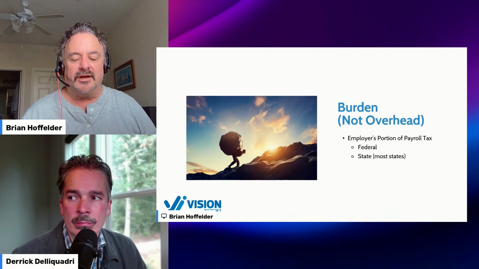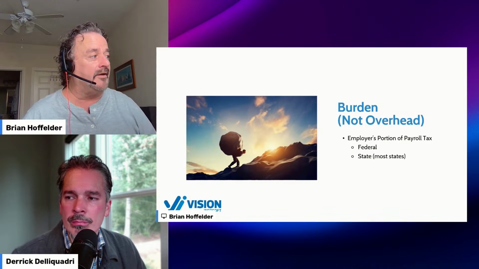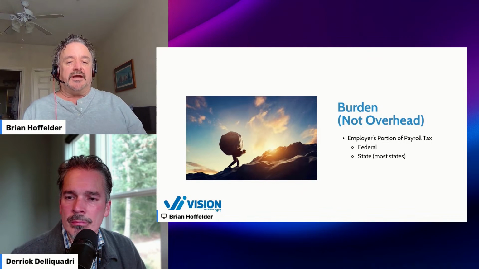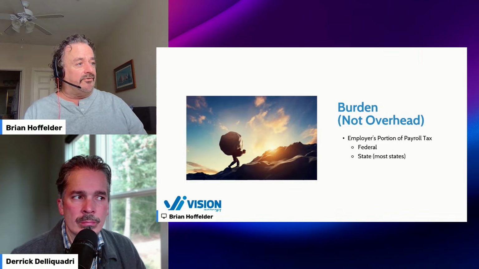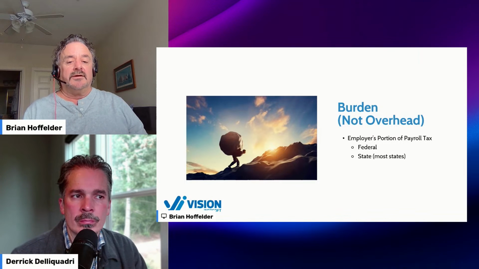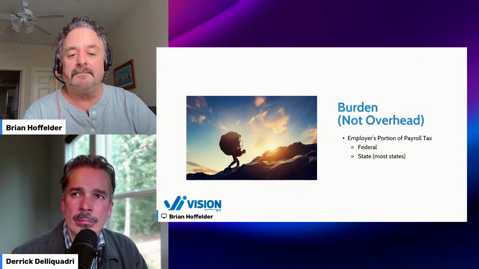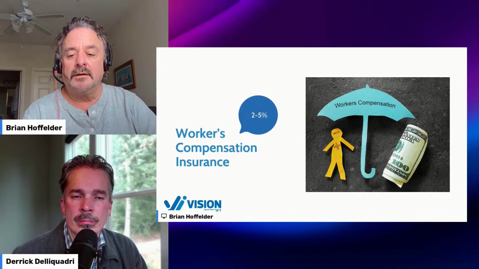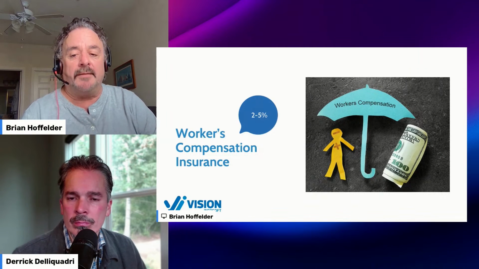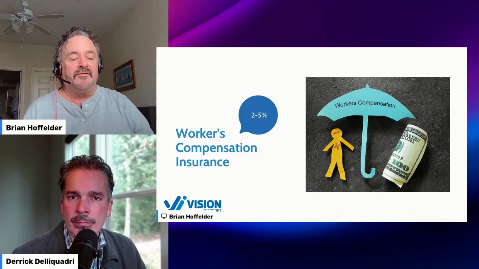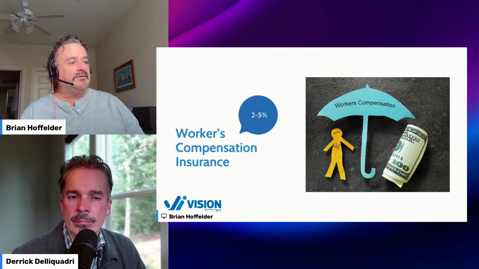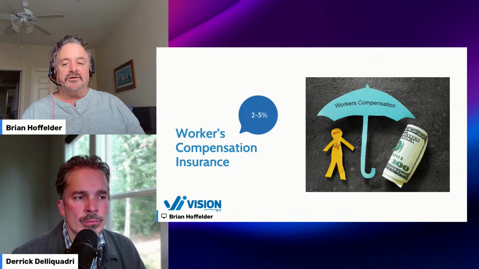One of the things included in your labor burden is your payroll taxes that are paid by the employer. In every state, we have federal payroll taxes, and in most states, there's also a portion that's paid to the state. So that right off the top is part of your labor burden. On top of that, you've got workers' comp. That can range from 2 to 5%. That's your workers' compensation insurance. It's tied directly to your payroll.